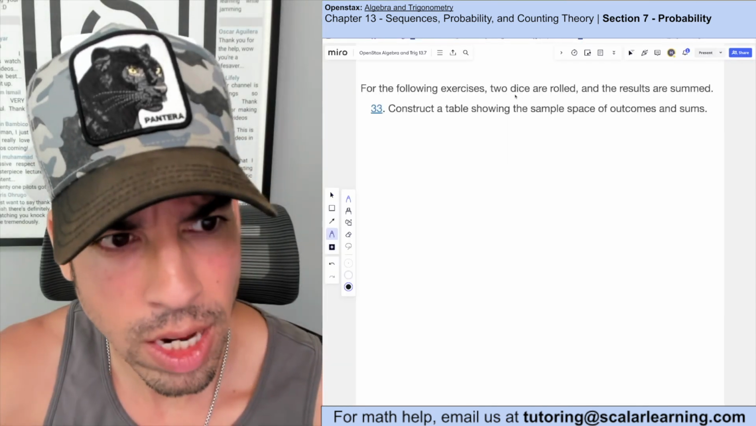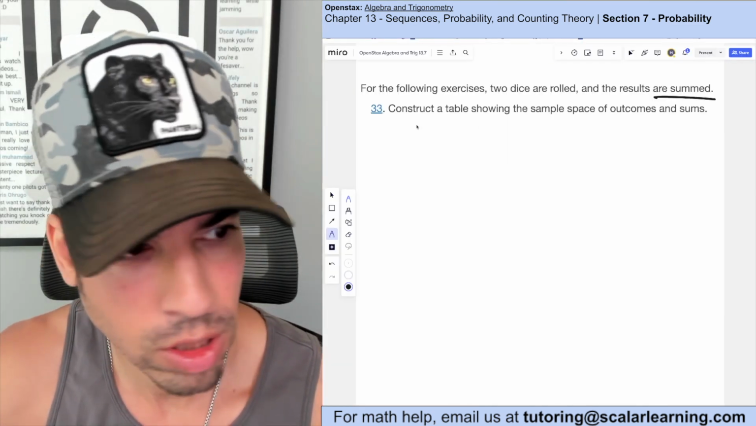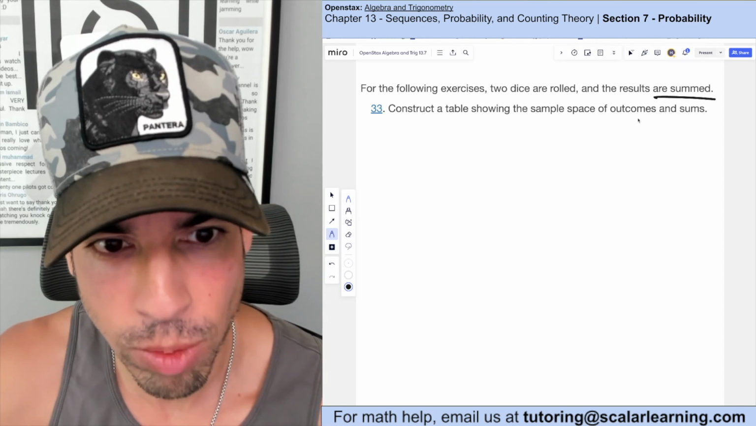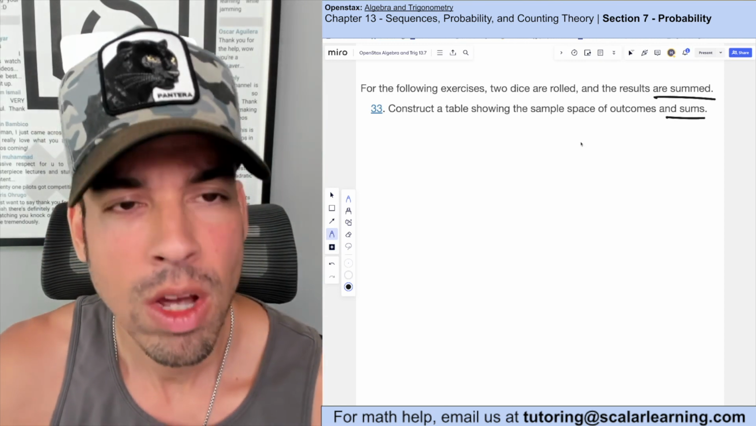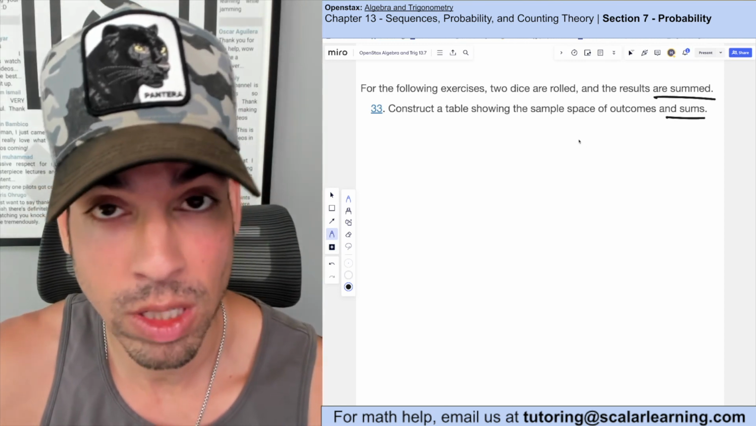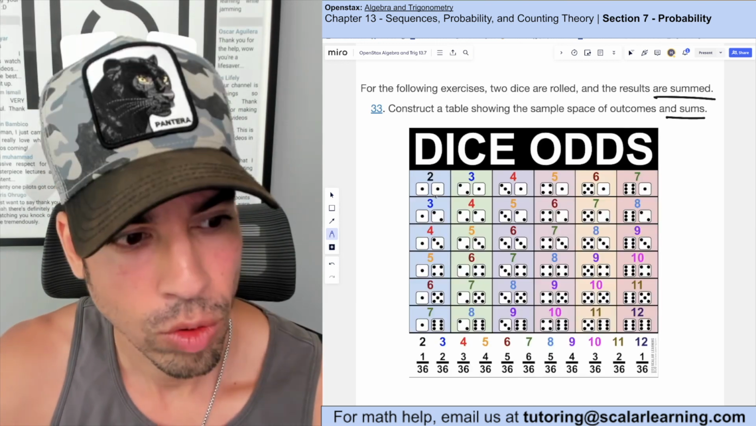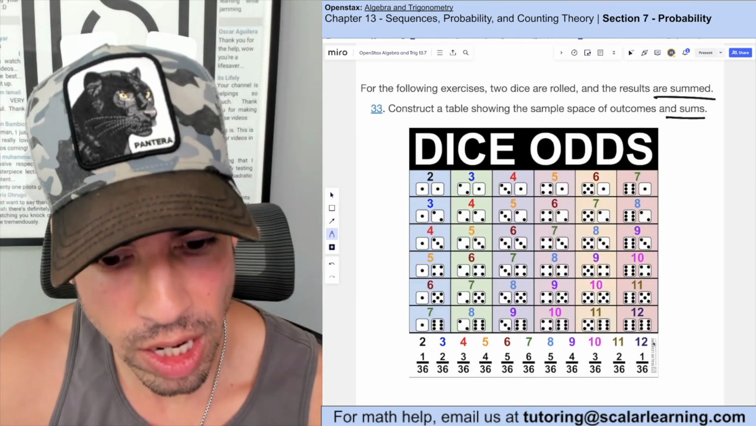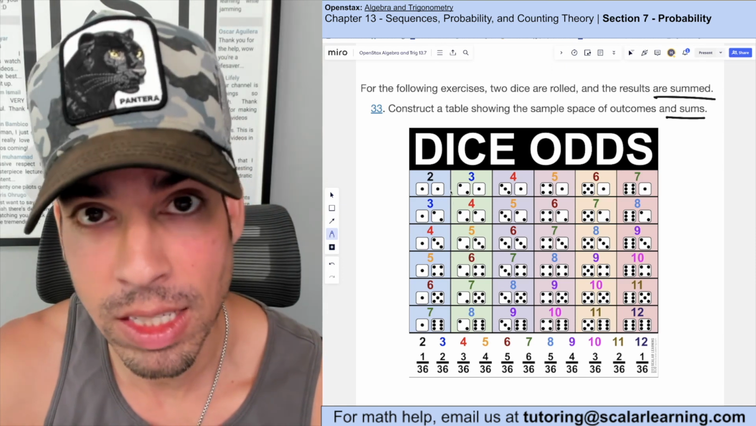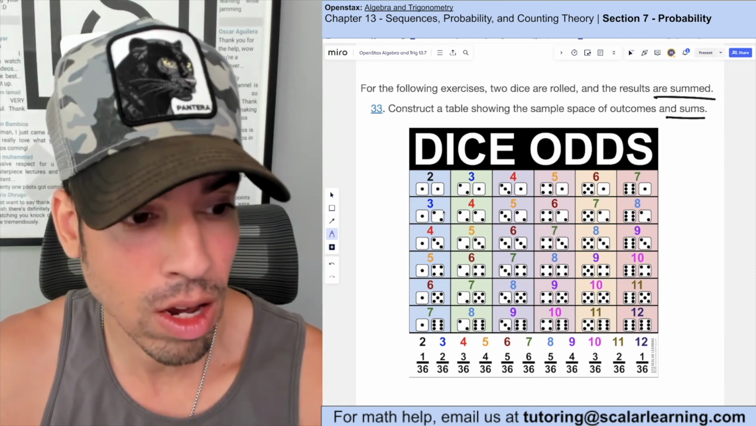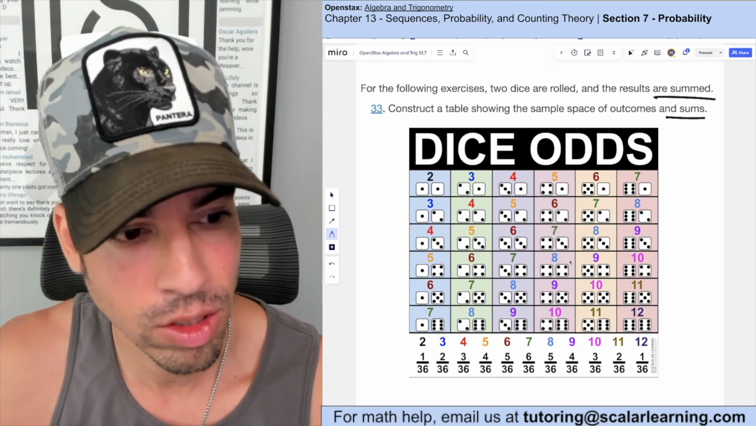For the following exercises, 2 dice are rolled and the results are summed. Construct a table showing the sample space of outcomes and sums. So I already have an infographic prepared with this information, so I'm going to paste that up here now. So these are all the options, and you notice that there's actually 36 different outcomes. That makes sense because one die has 6 outcomes, the other one has 6. 6 times 6 is 36.